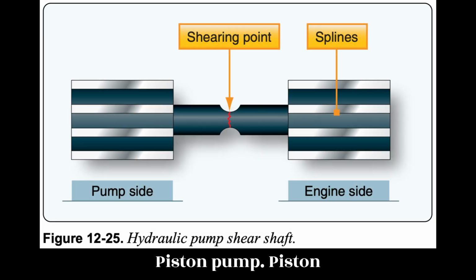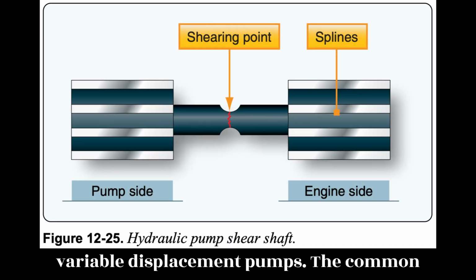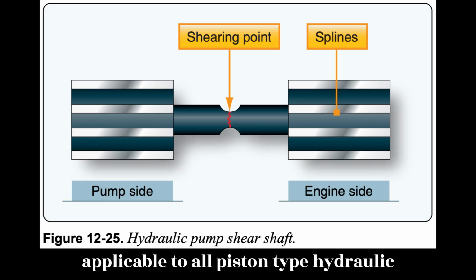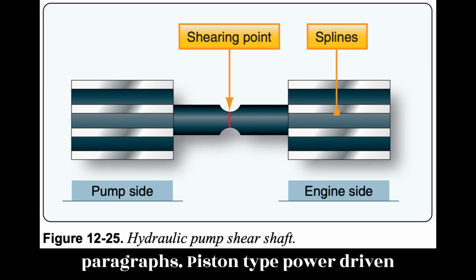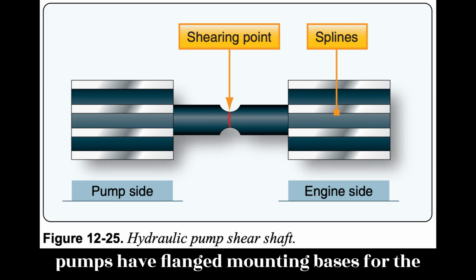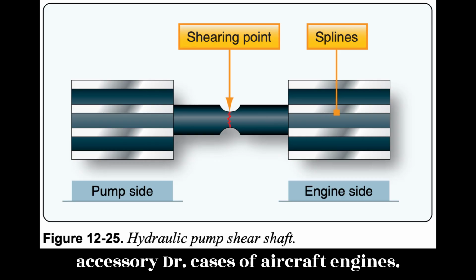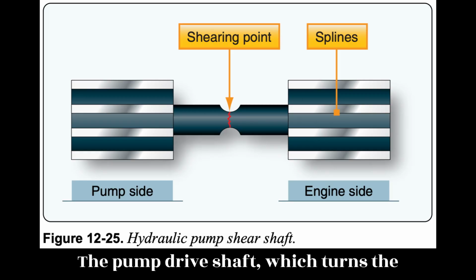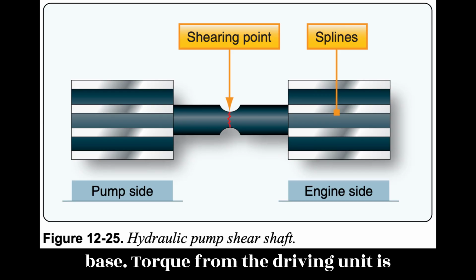Piston pump. Piston pumps can be constant displacement or variable displacement pumps. The common features of design and operation that are applicable to all piston-type hydraulic pumps are described in the following paragraphs. Piston-type power-driven pumps have flanged mounting bases for the purpose of mounting the pumps on the accessory drive cases of aircraft engines. A pump drive shaft, which turns the mechanism, extends through the pump housing slightly beyond the mounting base.